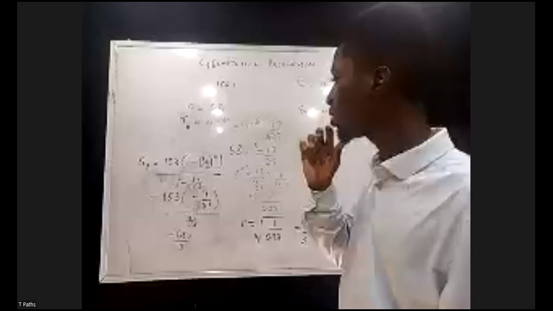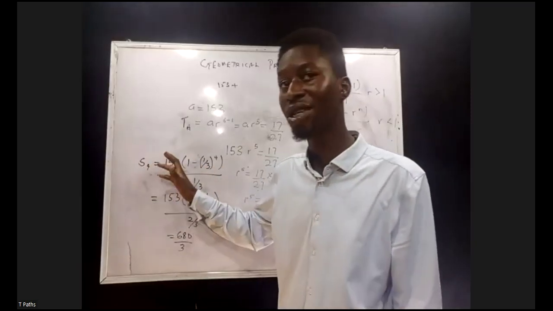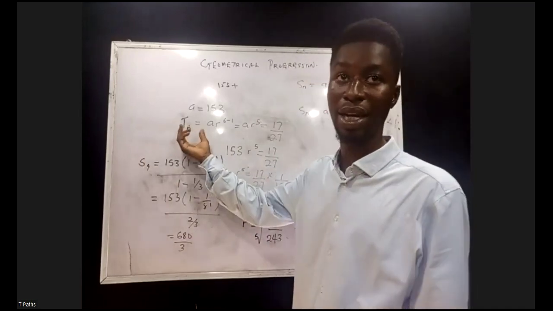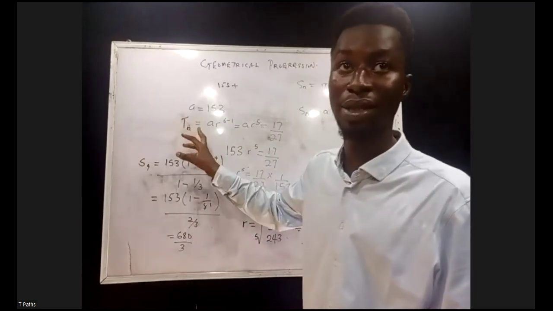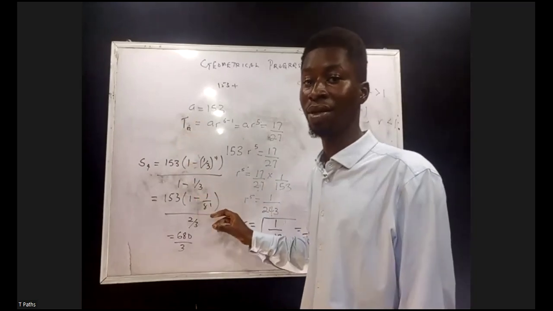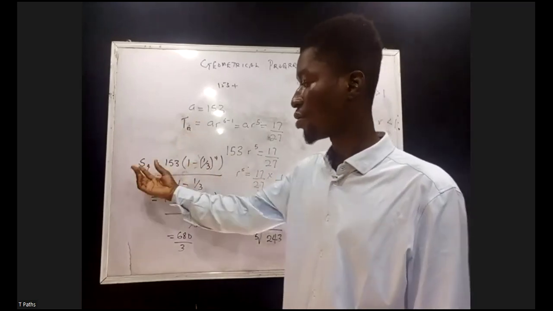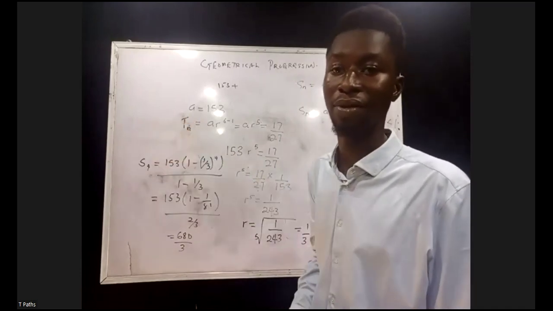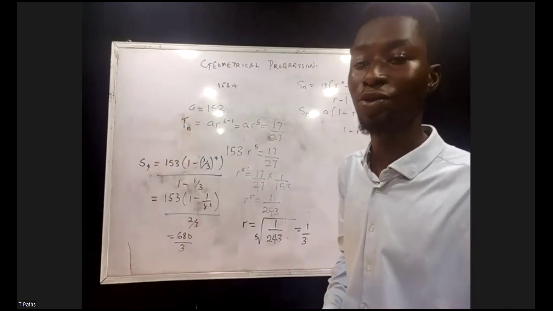So now my issue is that I want you guys to know the difference between S4 and Tn or T6. Do you get it now? So you should have what is called the sum of the n terms, and you should have the nth term itself. So let's do one more question.